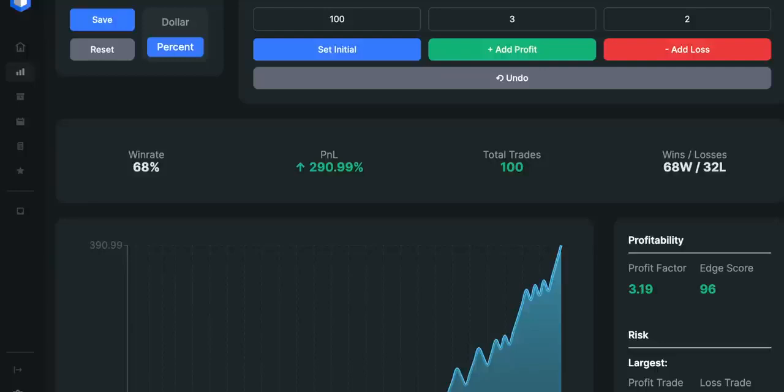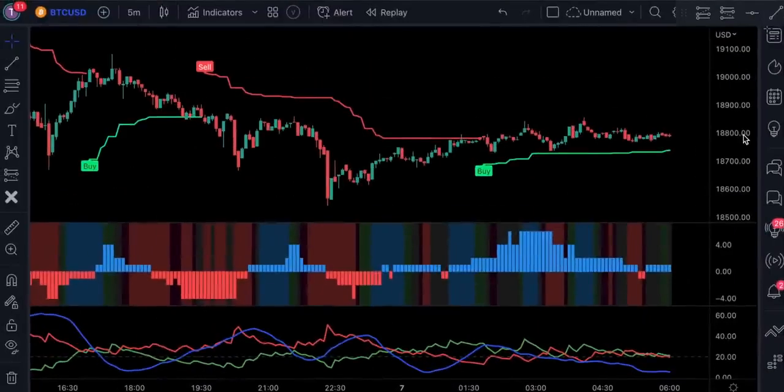So I would definitely suggest you go ahead and backtest this strategy on different Forex pairs to see how it performs there. Okay, now let's move on to the second strategy. For this strategy, we're going to be using the price of BTC USD on a 5-minute time frame. This setup also consists of 3 indicators.